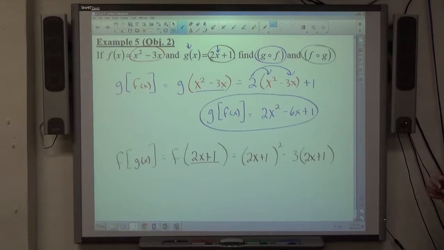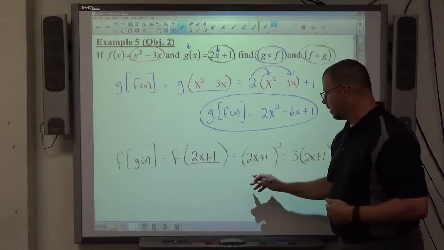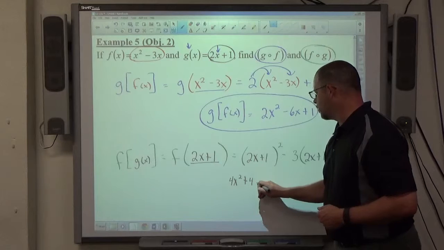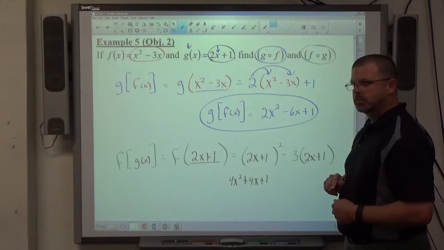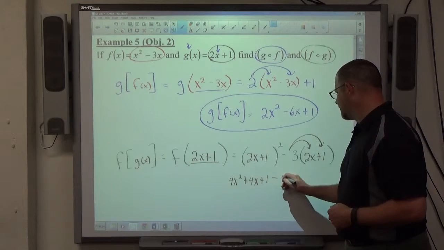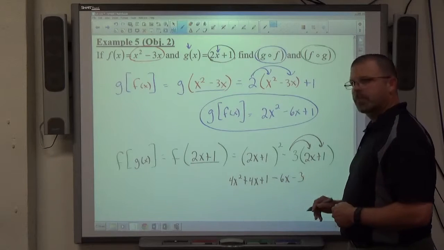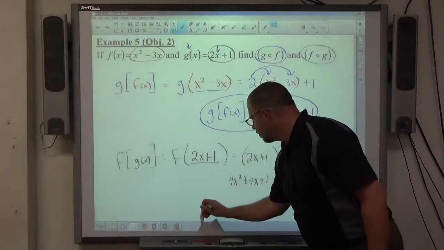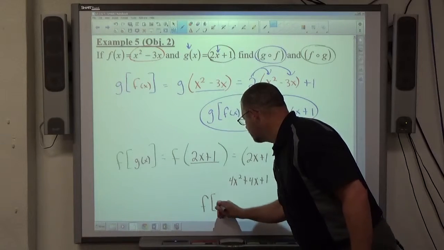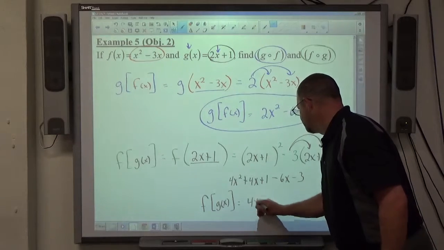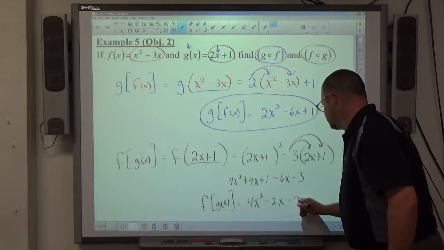Then again, I want to simplify as much as possible. I have a binomial squared. Following through the process, there's going to be 4x squared plus 4x plus 1: square the first, double the product, square the second. And negative 3 times 2x and negative 3 times 1 makes minus 6x minus 3. Once I've simplified my parentheses, now it's just a matter of adding like terms. So I can say my final expression, f of g of x, is equal to 4x squared minus 2x minus 2.